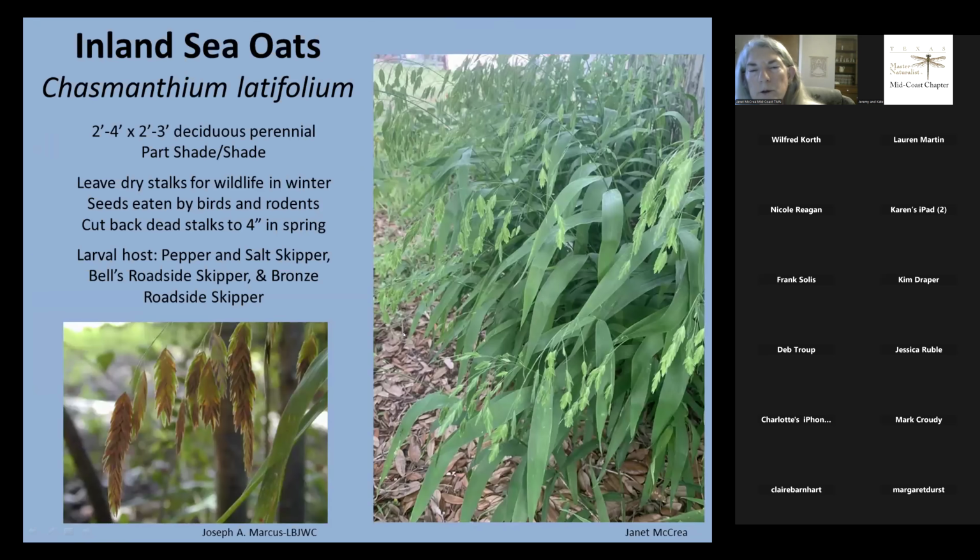Inland sea oats get these seed pods on there. They turn this brown or golden color in the fall, which is very pretty. And the seeds are eaten by birds and rodents. You can cut this back in the spring, and then it'll come out real fresh and green again because it'll get kind of brown and dead looking over the winter.